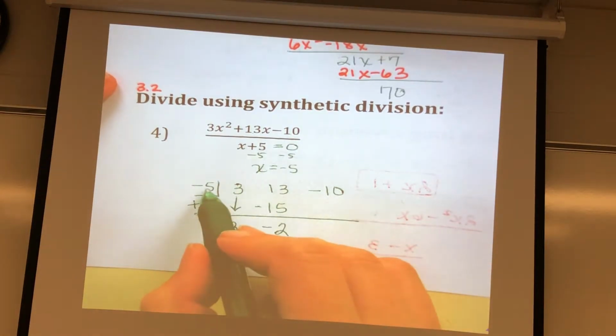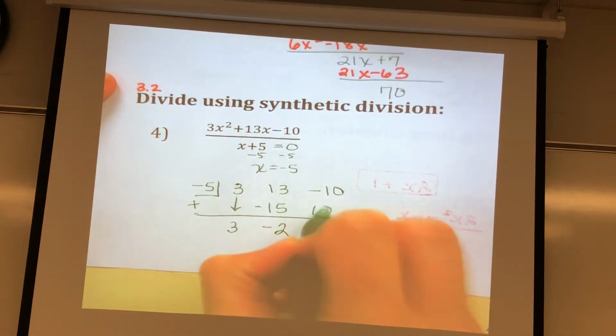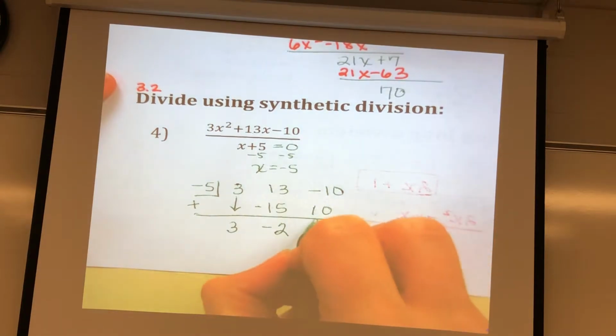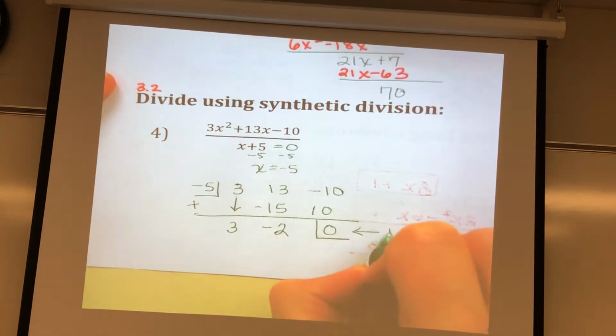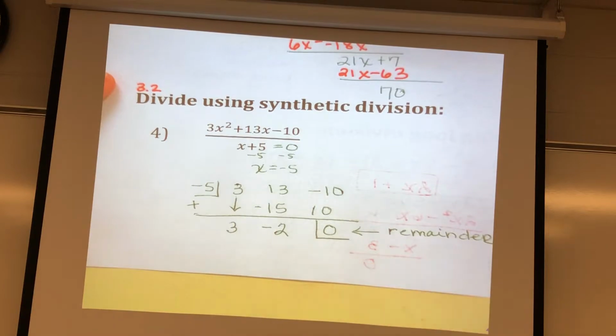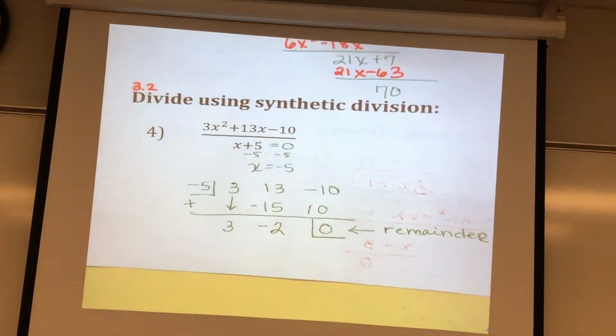Then we'll do it again. Negative 5 times negative 2 is a positive 10. We're going to add and we get 0. This last answer here represents your remainder. So if you get a remainder of 0, that means your factor evenly divided into your polynomial, or that the x plus 5 is a factor of that polynomial.